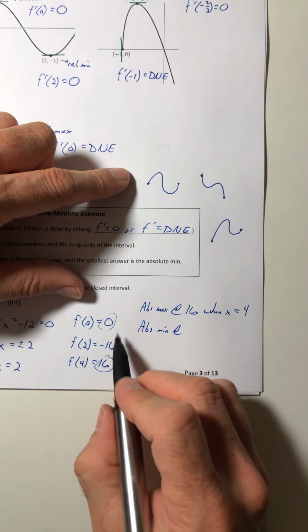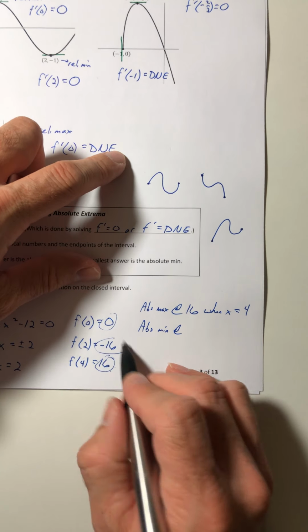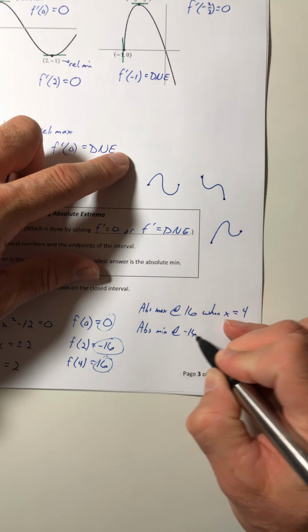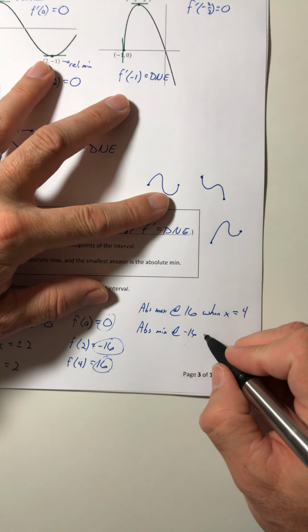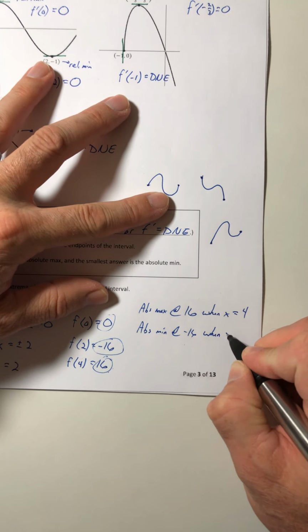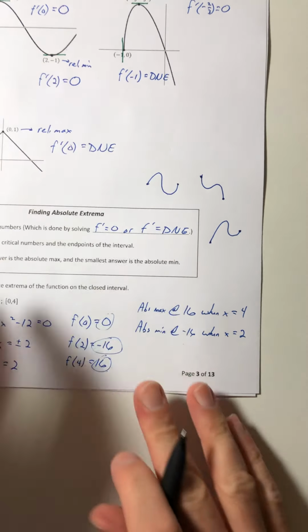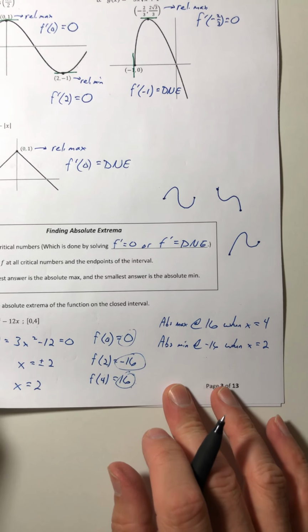Oops, sorry, it's not the 0, it's the negative 16. So absolute min is negative 16 when x is equal to 2. Okay, let's go ahead and try some more.